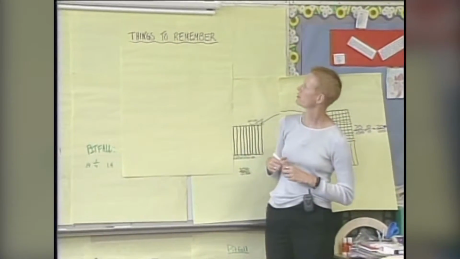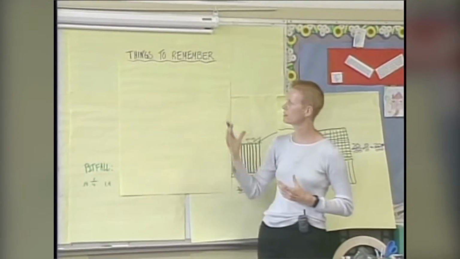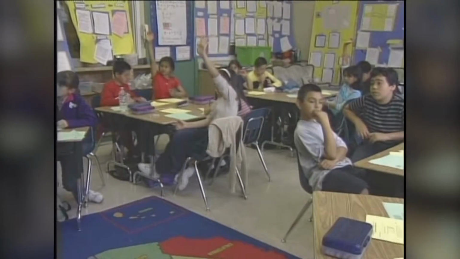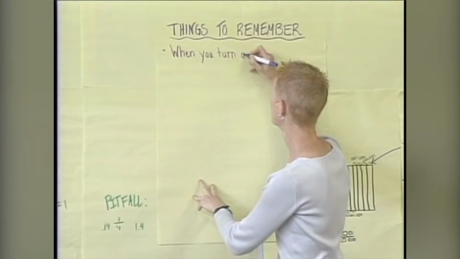All right, boys and girls, I'm going to ask for a quiet hand for somebody who would like to share something you think we need to remember so that we don't make pitfalls like this in the future. Eileen. I think that you should remember that when you're turning a fraction into a decimal, to turn the denominator into tens, hundreds, or thousands. Thank you, Eileen.